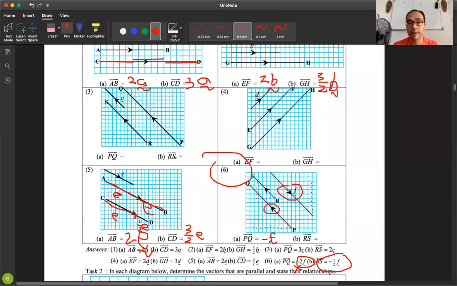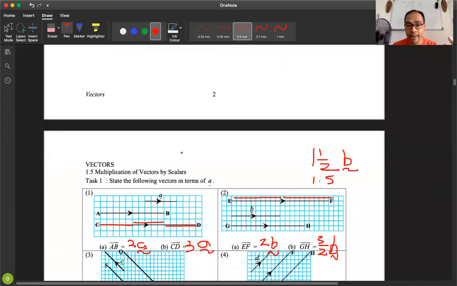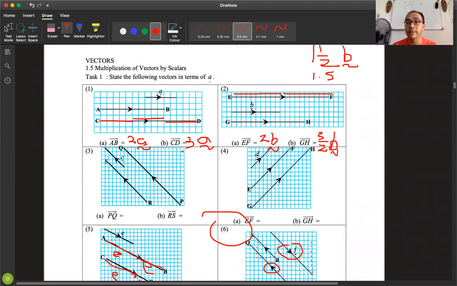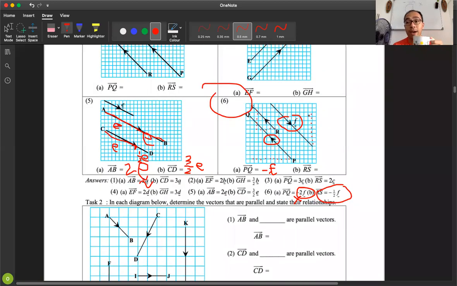Okay, it comes together in this part. So let me repeat: negative vector, equal vector, and the third one is multiplication of vectors by a scalar. The numbers may not necessarily be whole numbers. It can also be fractions. Fractions, to show you, 3 over 2, sometimes it can be 5 over 8.